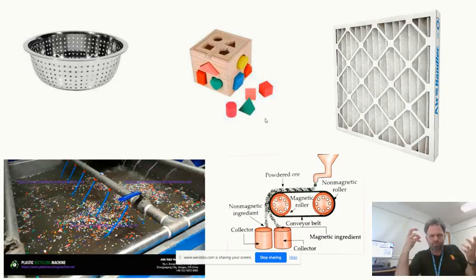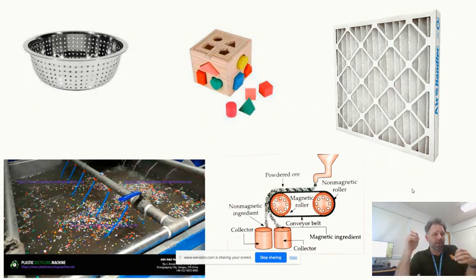And so to get this idea of structure and function across, you can talk about other things that let things in and out. So you can talk about a colander. You might want to talk about that thing that little kids play with, the shapes, or an air filter, which will let certain things through but not others. So spaghetti gets stuck in a colander, but the water goes through.